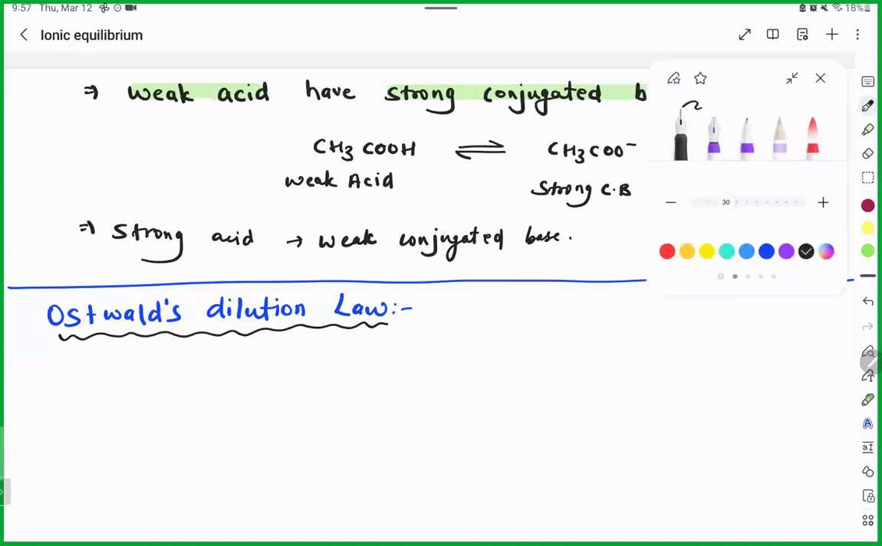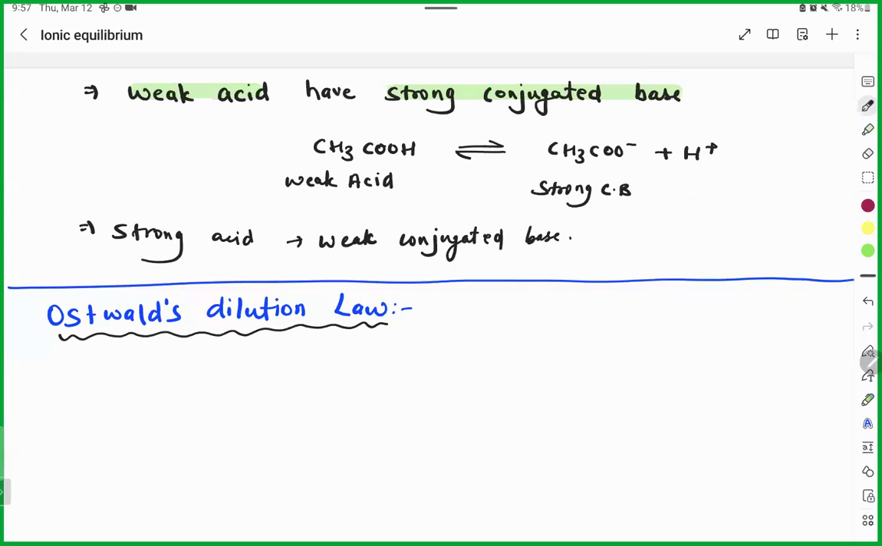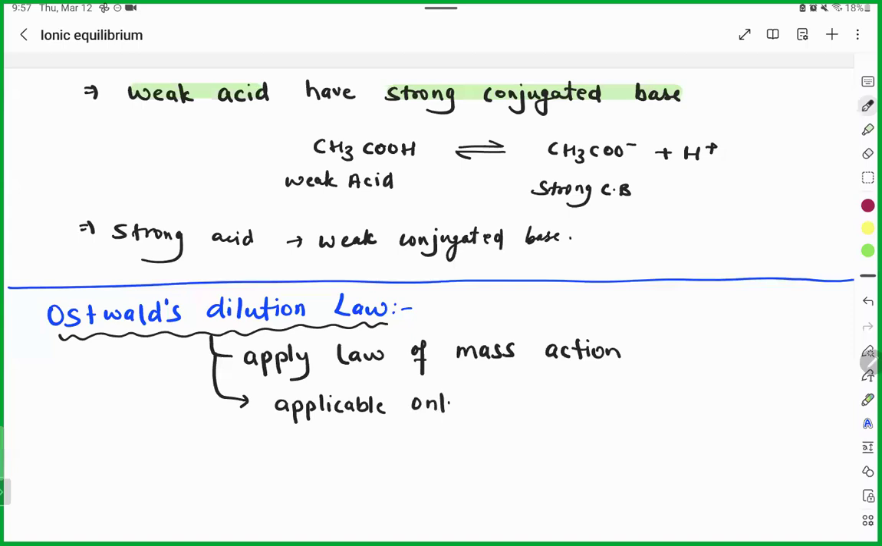In this Ostwald dilution law, you apply law of mass action to ionic equilibrium. We apply law of mass action, what we studied in the last chapter. Equilibrium constant, product by reactant, that part. Correct. Second, it is applicable only for weak electrolyte. Because everything in this chapter is applicable only to the weak electrolyte.